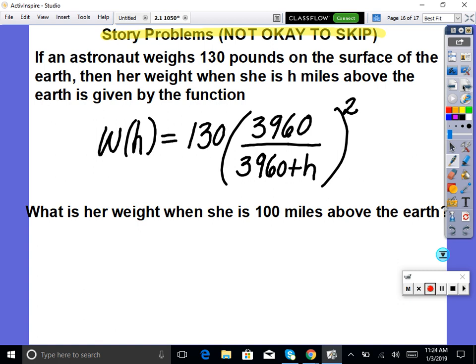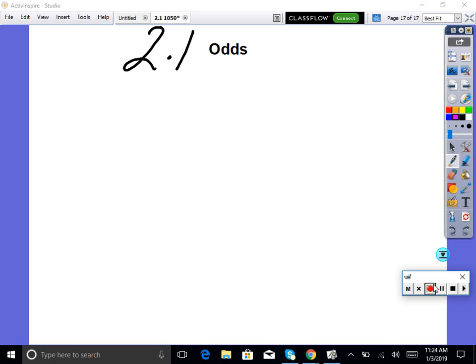Okay, ready? And that's the end of the lesson. The rest of the time you do 2.1. You need to do odds because with our book, you only get odds. The answers are only the odd answers, interestingly enough. The answers are on the back of that worksheet.